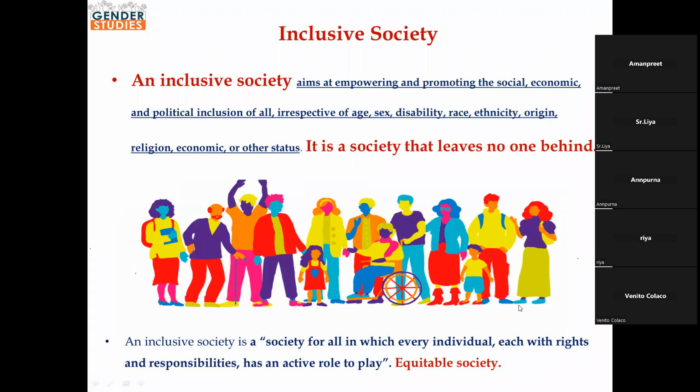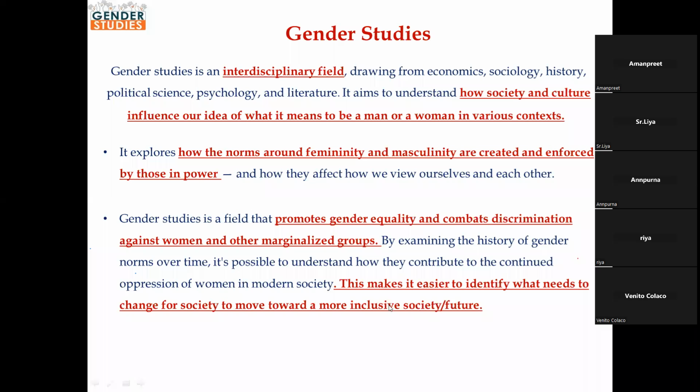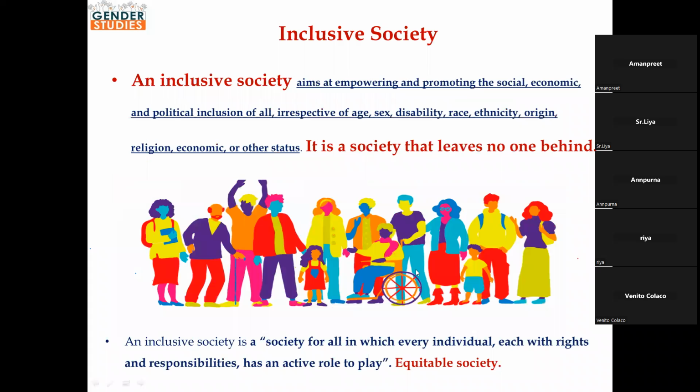first we understand about the inclusive society, right? In the last slide, you can see that the last line was, this makes it easier to identify what needs to change for society to move towards a more inclusive society. Today, in the era of the 21st century, we are talking about the inclusive society. So first we understand what is the inclusive society, right? See, what is the inclusive society?